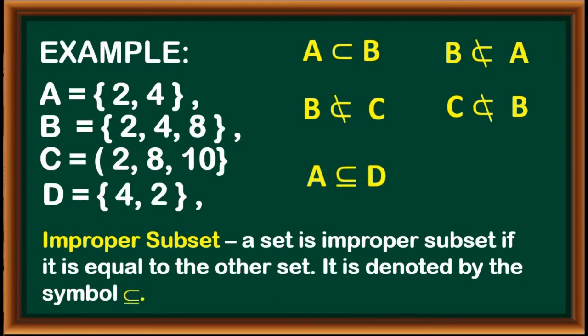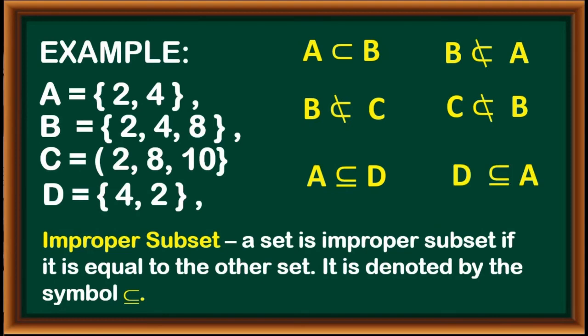Example, this one. A is a subset of D. So, you're going to use the symbol for improper subset because letter A has elements of 2 and 4. Letter D has elements of 4 and 2. As you can see, even though they are reversed, the only elements of A and D are 2 and 4. So, therefore, they are equal. Again, this symbol is used if the elements are equal. The contents of A and D are the same.